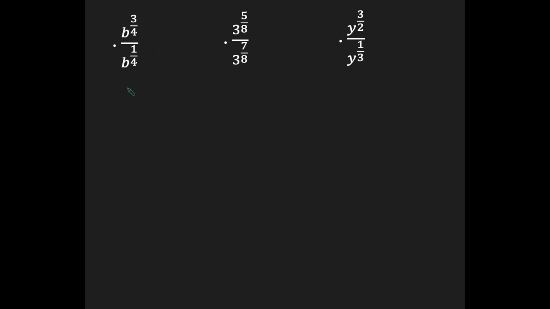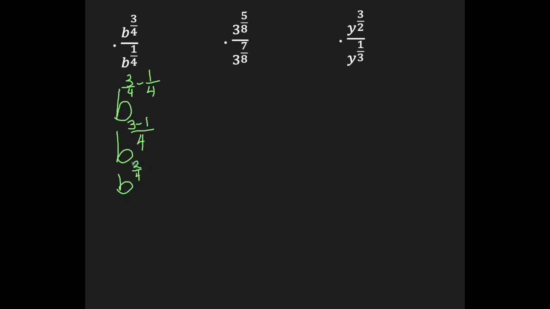Now, suppose we're dividing. If you're dividing and your bases match, you keep your base and you subtract your exponents. So this is 3 over 4, take away 1 over 4. This is simple because the denominators are the same. So I'm going to keep that 4, and I just have to go 3 minus 1. So this is b raised to the 2 over 4.